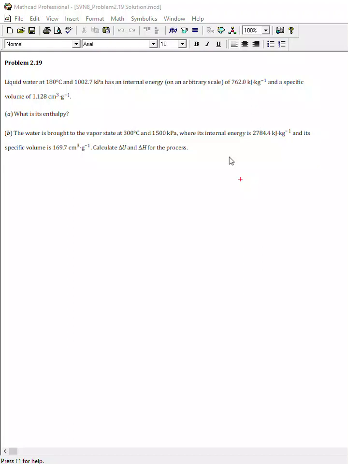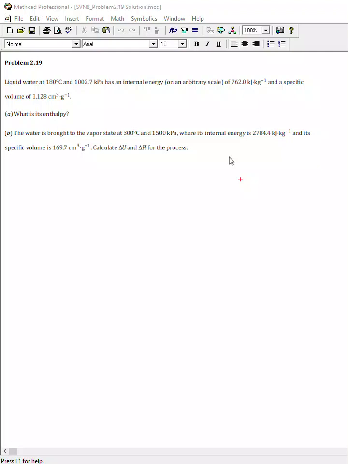This is problem 219 in the Smith Van Ness 8th edition textbook. We have liquid water at 180 degrees C, 1002.7 kilopascals, which has an internal energy of 762 kilojoules per kilogram and a specific volume of 1.128 centimeters cubed per gram. We're asked to find, first of all, what is its enthalpy?